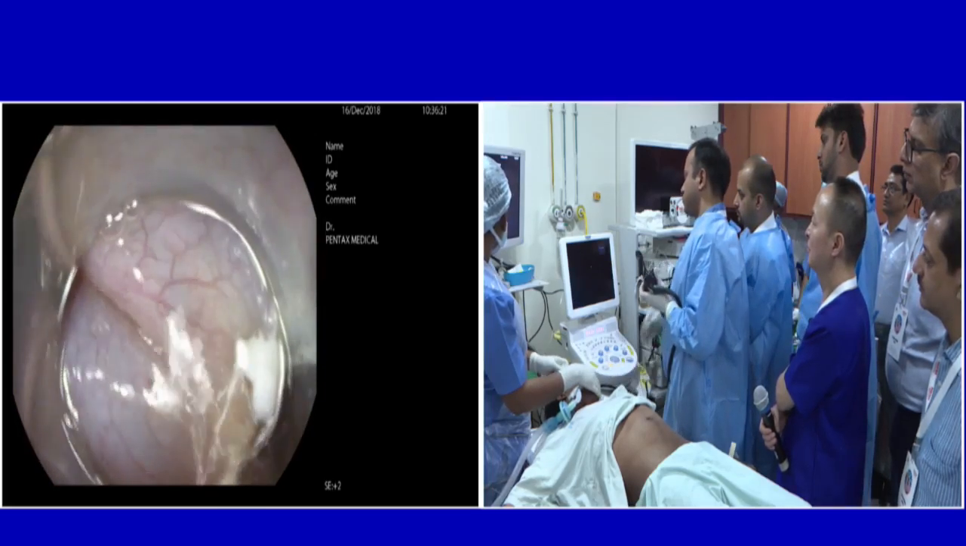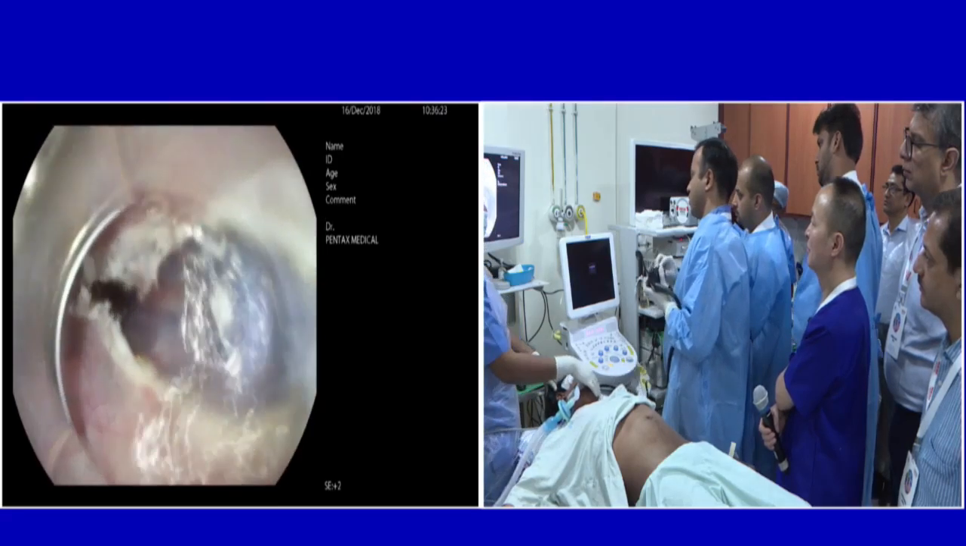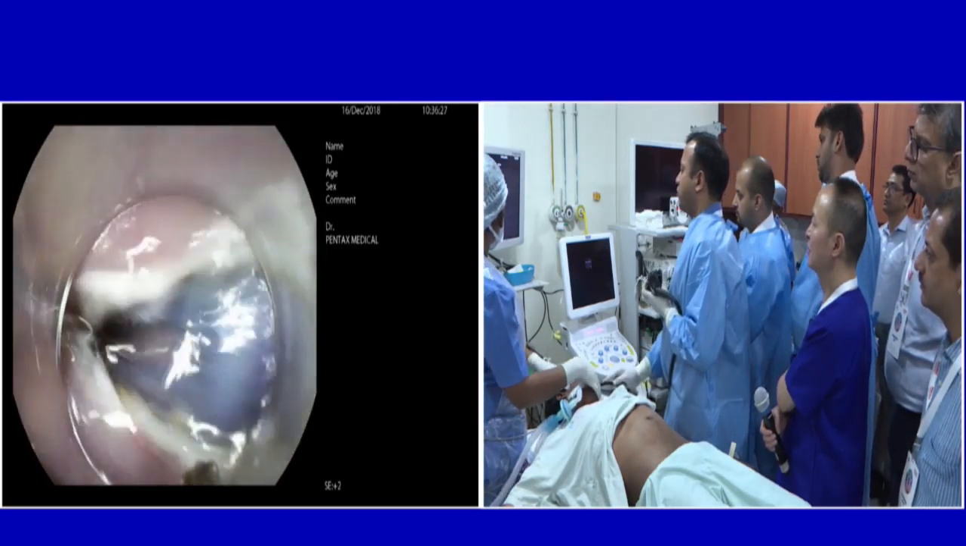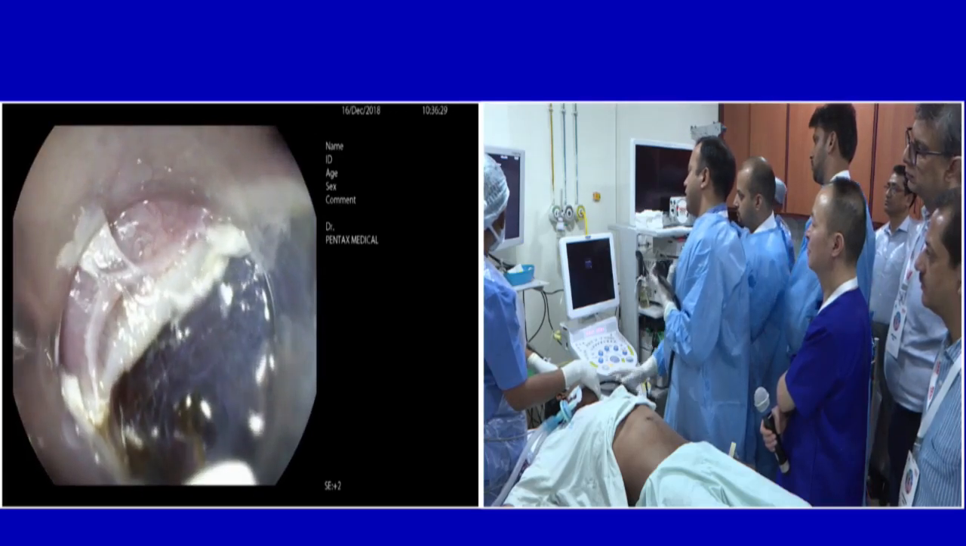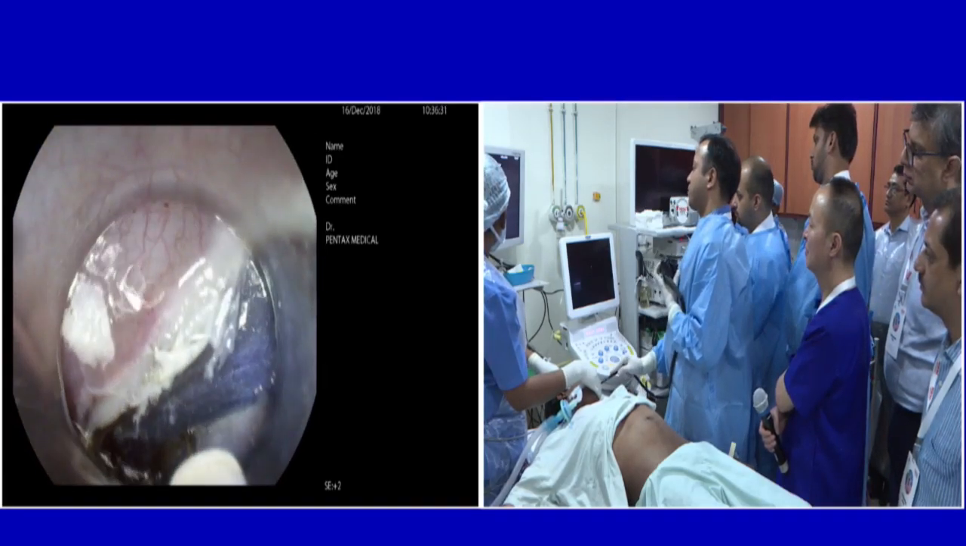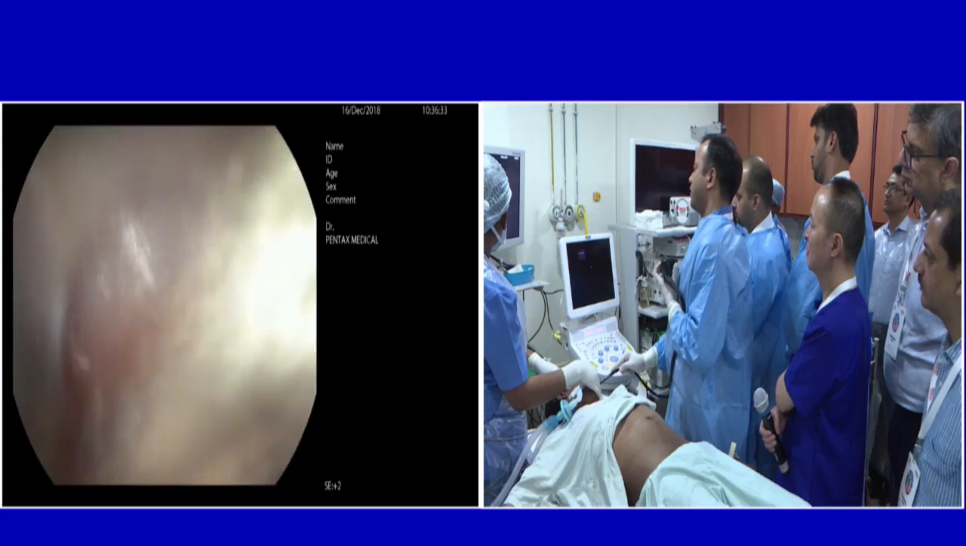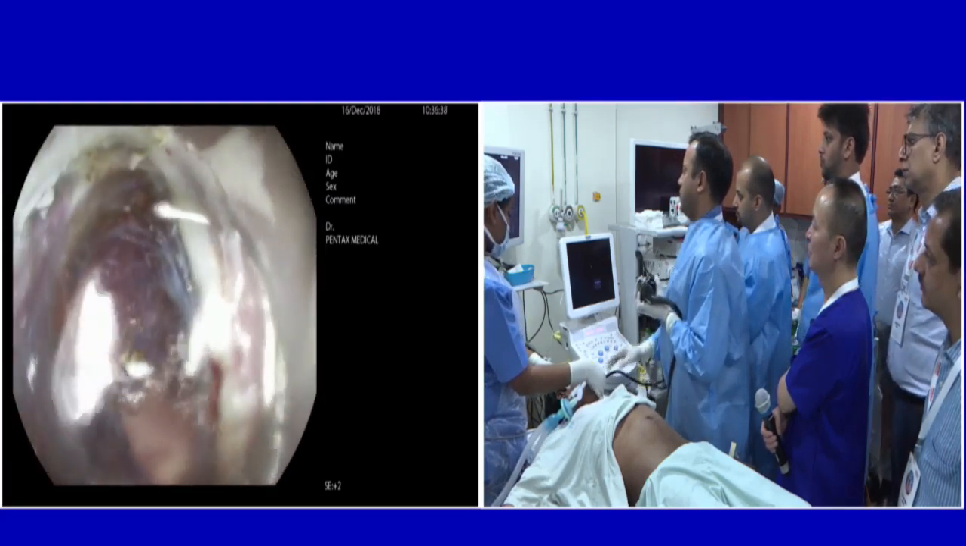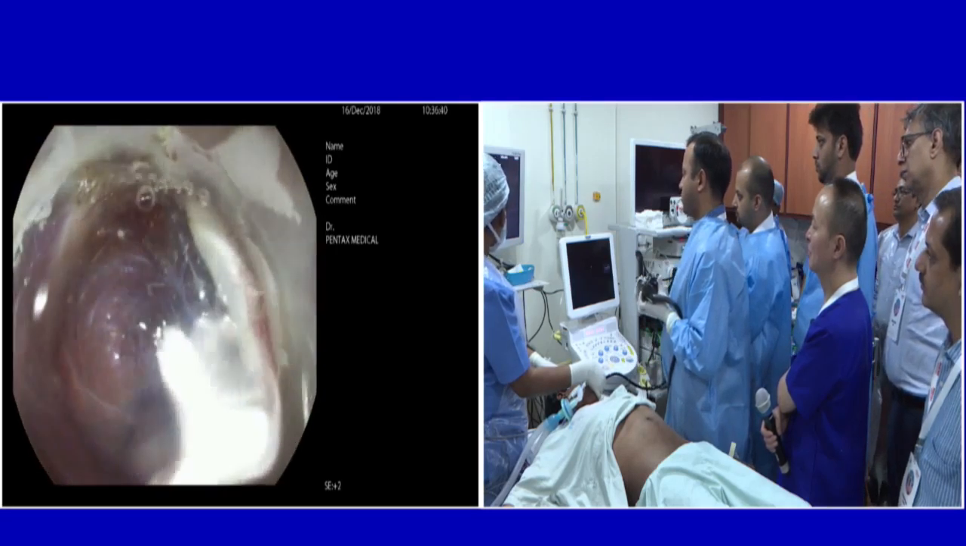So, Vikas, do you think this entry into the tunnel is one of the rate limiting steps? Yes, for the beginners, yes. So first we have to dissect at the floor and at the edge, and we are making a space. You can see that we are cutting fibers on the side first. Then some dissection at the apex. Out.